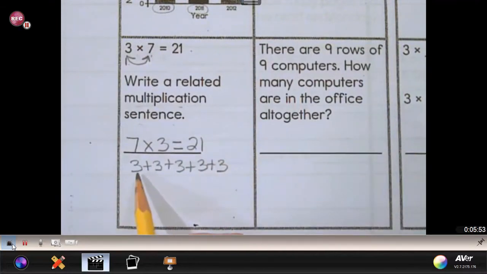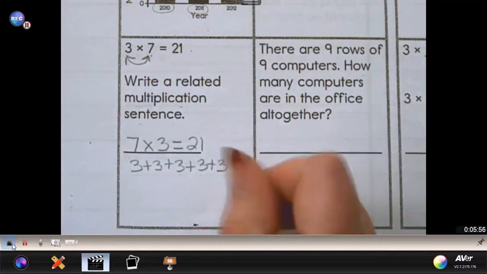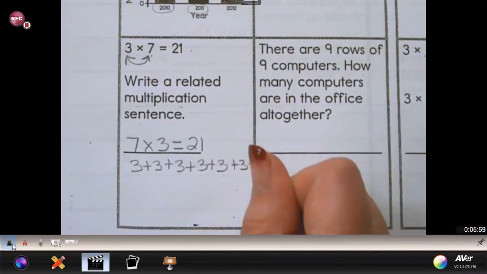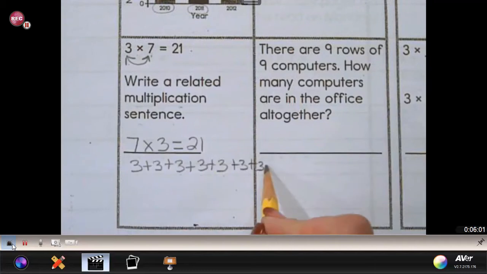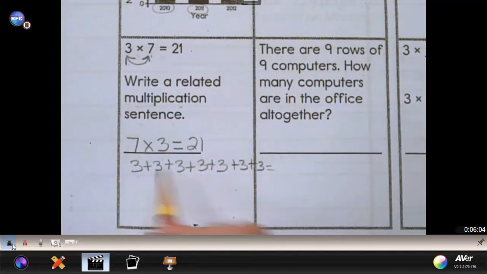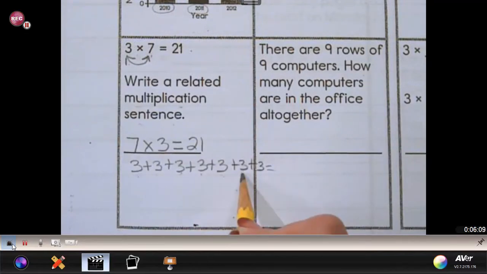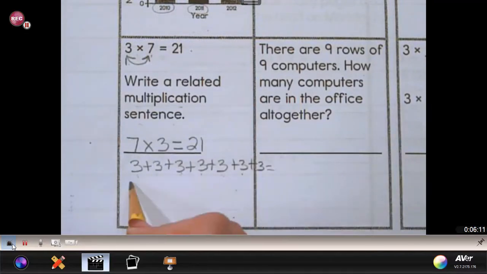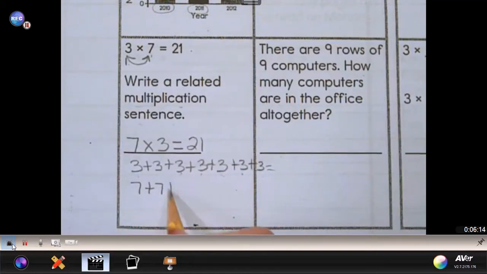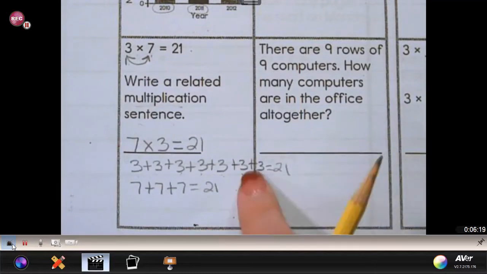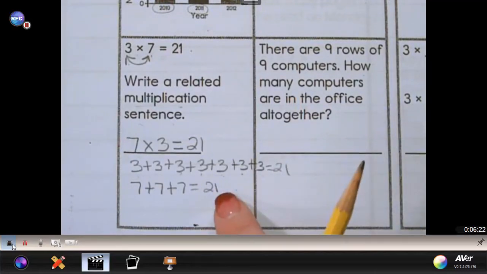So if I have 7 groups of 3, 1, 2, 3, 4, 5, 6, and 7, I know that 3 plus 3 is 6, plus 3 is 9, plus 3 is 12, plus 3 is 15, plus 3 is 18, plus 3 is 21. I know that 7 plus 7 is 14, plus another 7 is also 21. So I can show how they're related and they're equivalent to one another just by showing that they add up to the same sum when I use repeated addition.